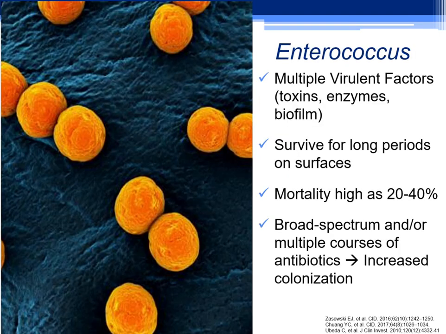But it does have multiple virulence factors, just like MRSA, which are toxins and biofilms. It can survive for an extremely long period of time on surfaces, so hand hygiene is an extremely important way to decrease the number of these infections. It does create a high mortality if you end up getting a severe infection with it. Broad spectrum antibiotics and multiple courses of antibiotics increase your colonization of Enterococcus. Not too many of our broad spectrum antibiotics really target Enterococcus, and a lot of them target our gut flora. Thus, we get an increase in the amount of Enterococcus within our GI system.